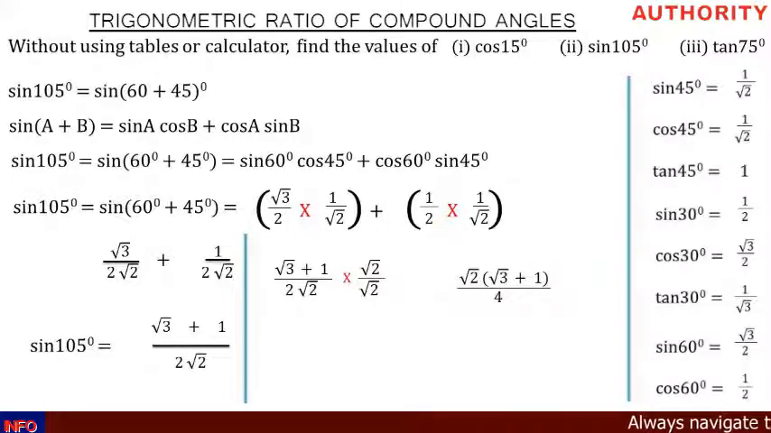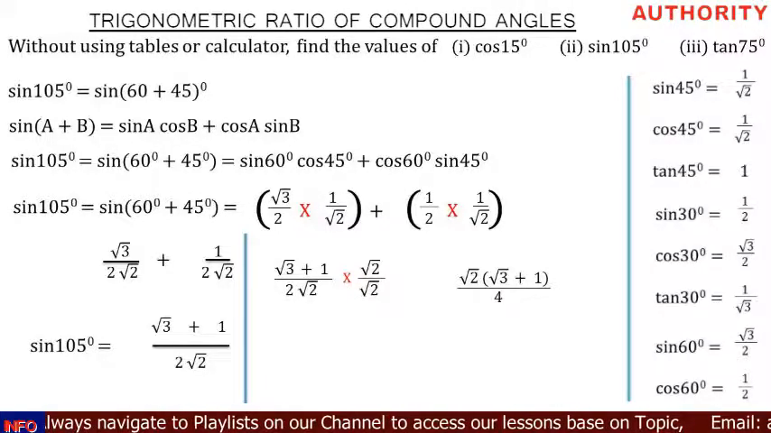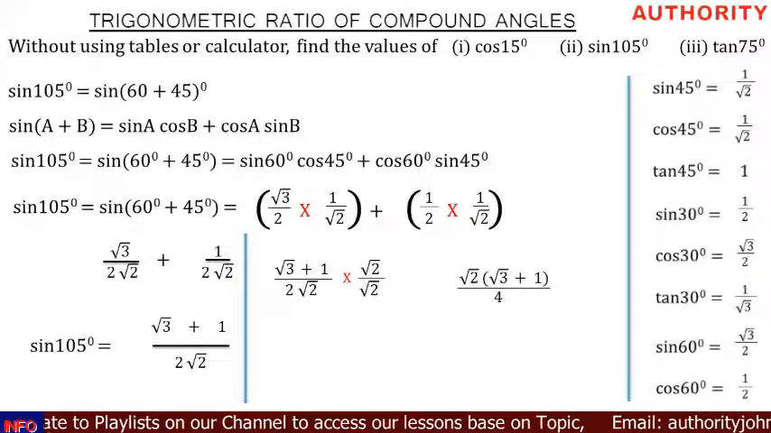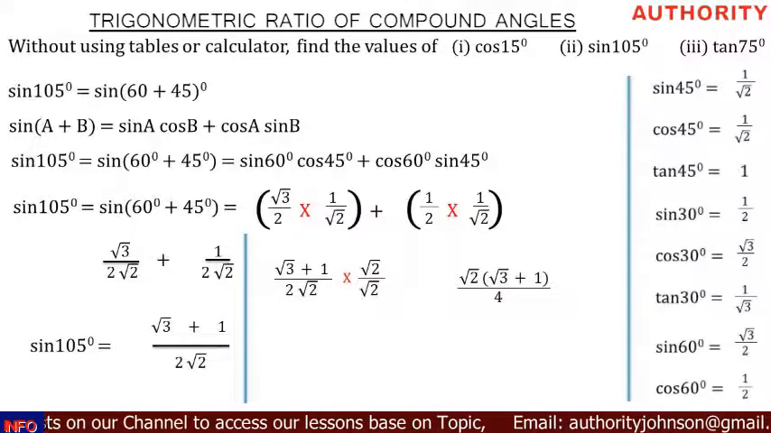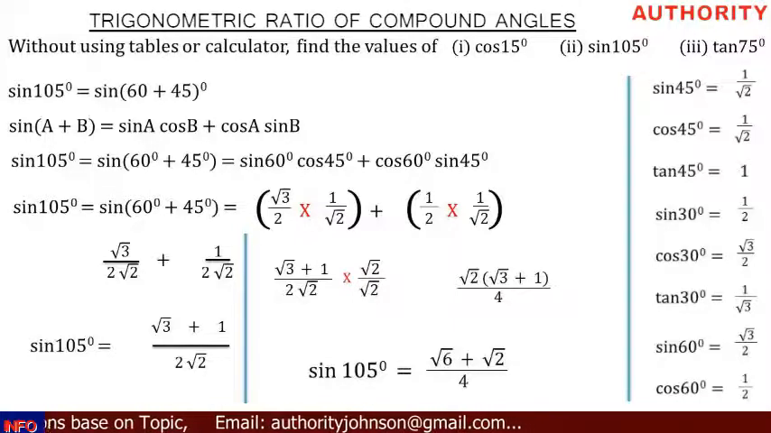So let's multiply the numerator. We're going to simply say root 2 open bracket root 3 plus 1 close bracket all over. When you say 2 root 2 times root 2, root 2 times root 2 gives us 2, so 2 times 2 is 4. So we're going to have 4 in our denominator. Let's use root 2 to open the bracket. Root 2 times root 3 gives us root 6, and root 2 times 1 gives us root 2, all over 4. So therefore, sine 105 degrees is equal to root 6 plus root 2 all over 4.